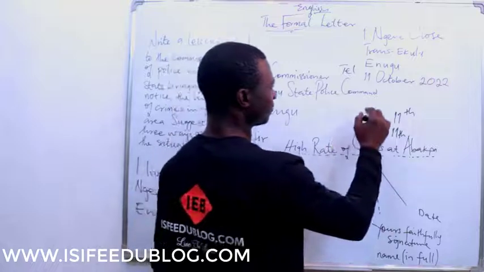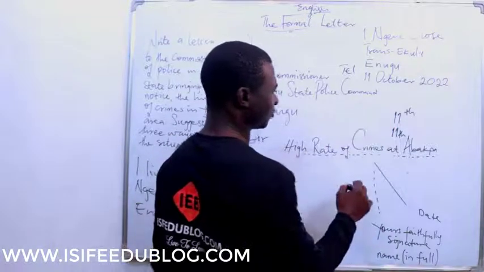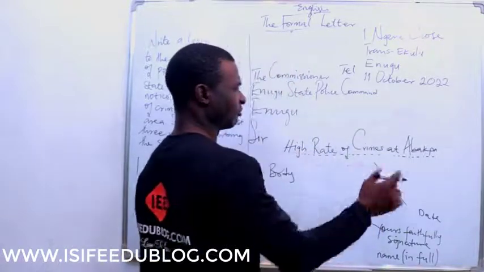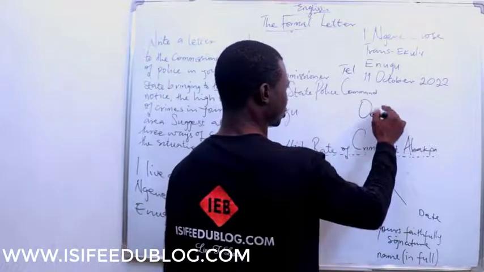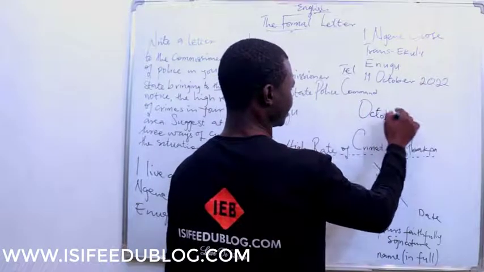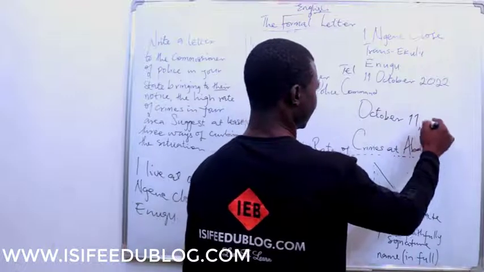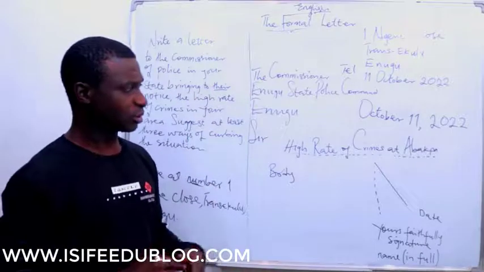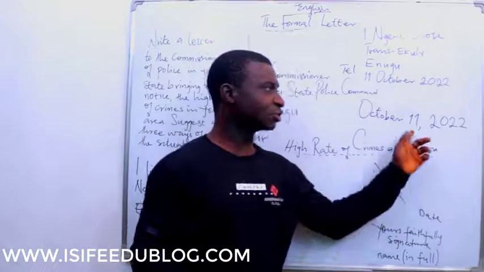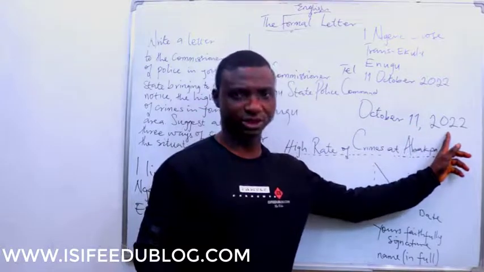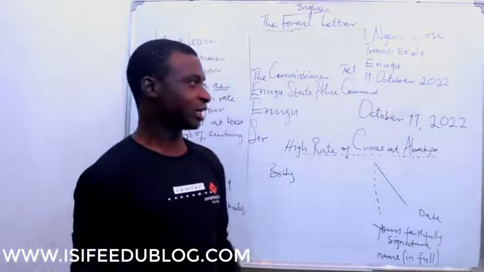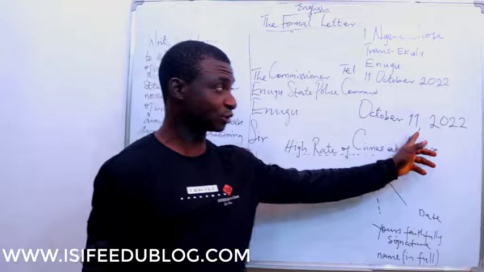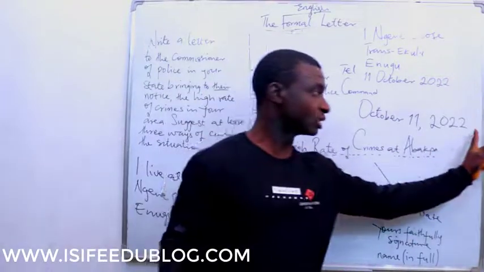Now, we have the American date format, which brings the month before the day. So we have something like October 11, 2022. October 11, 2022 will have a comma to separate this digit from this digit. So they don't lump up to become 112,022. That's the essence of separating this. Please note, there is no full stop.